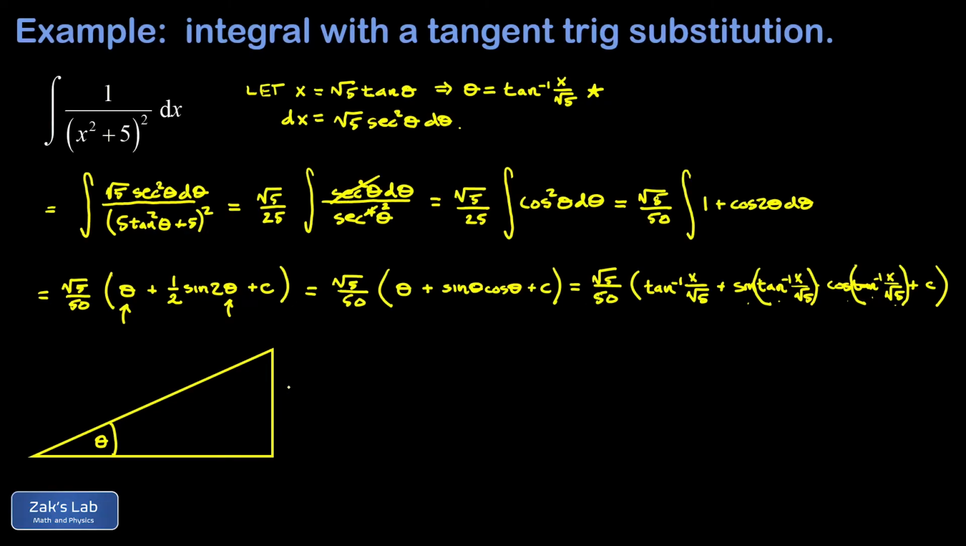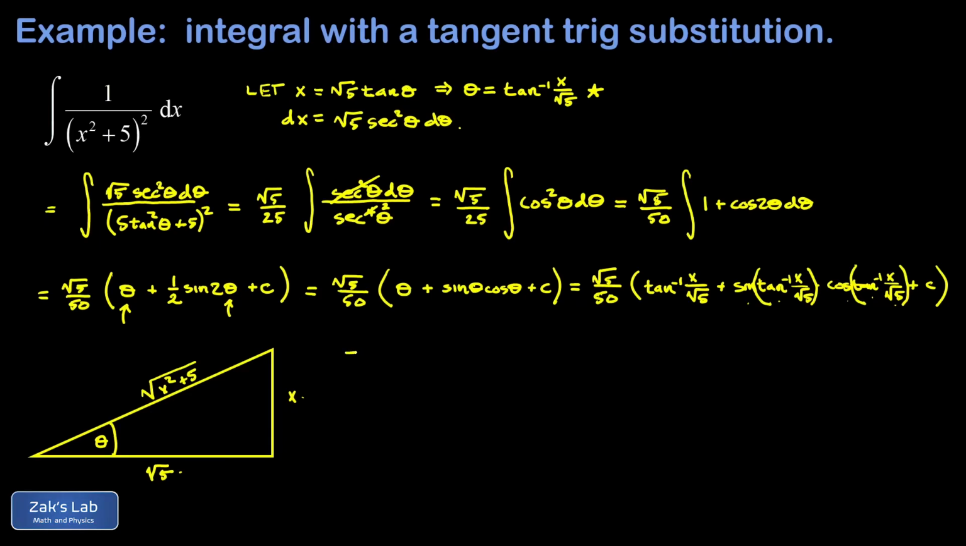That means the opposite over adjacent is x over root 5. So the simplest way to do this is to make the opposite side x and the adjacent side root 5. Now we do need to find the sine and cosine of this angle, and that means we need the hypotenuse. So we take the square of this adjacent side, that's 5, plus the square of the opposite side, that's x squared, and then we square root that result. So our hypotenuse turns out to be the square root of x squared plus 5. And all we're doing there is just making sure these sides satisfy the Pythagorean theorem.